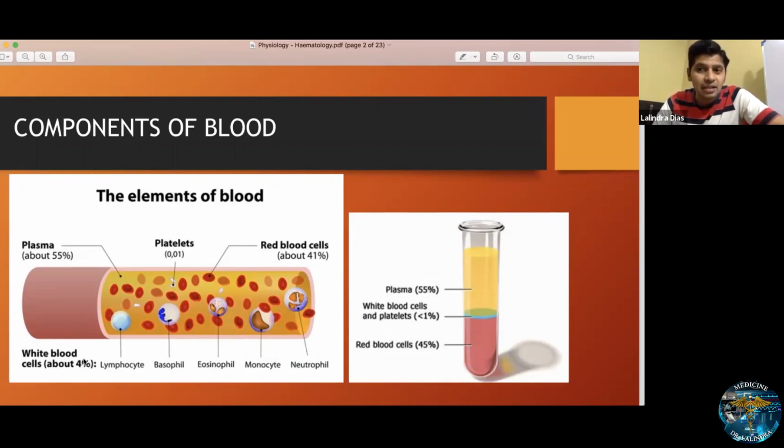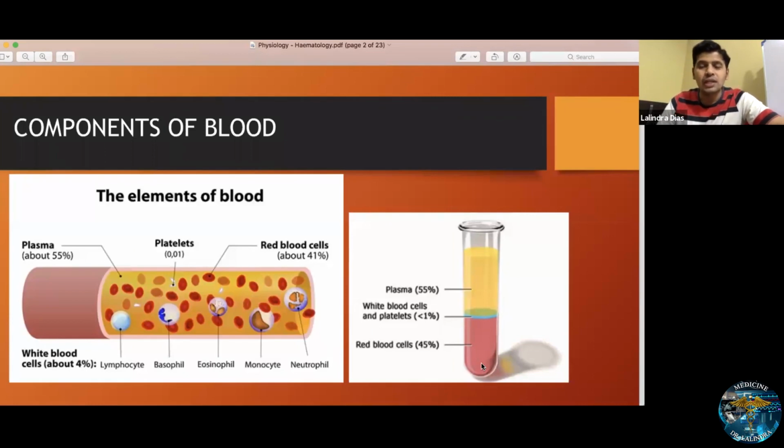Why is that? Because that yellow or straw colored plasma has mainly red cells embedded in it. So look at this percentage: 55% plasma and 41% red cells. So red cells are a huge number. Look at this test tube. In this tube you can see the plasma is 55% and 45% is red blood cells. That means a large amount of red blood cells embedded in plasma.